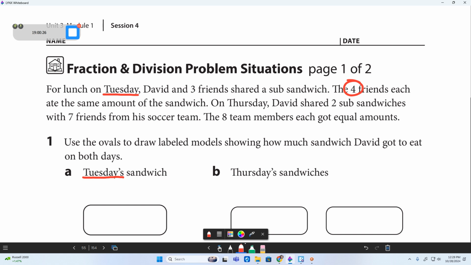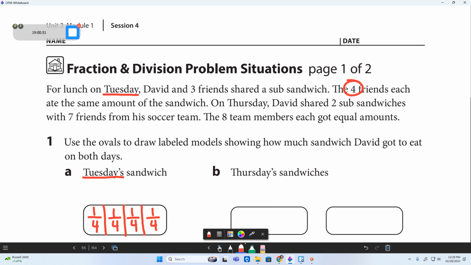I'm going to go ahead and draw that right now. So if I were to split this sub sandwich into four sections, it would look something like that. And it says that I should label it as well. So I'm going to go ahead and label each section as a fourth. So if four kids share a sandwich, they each get a fourth of the sandwich.